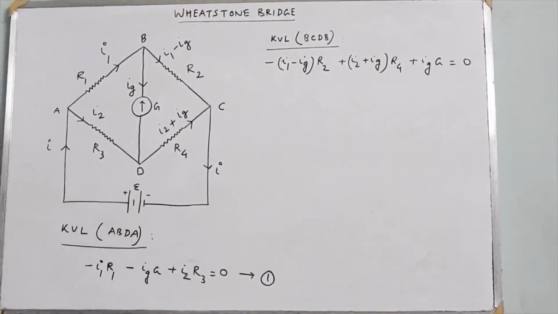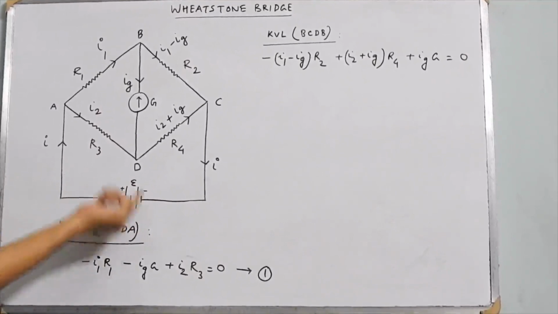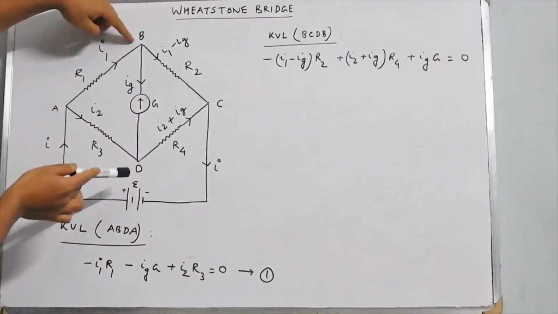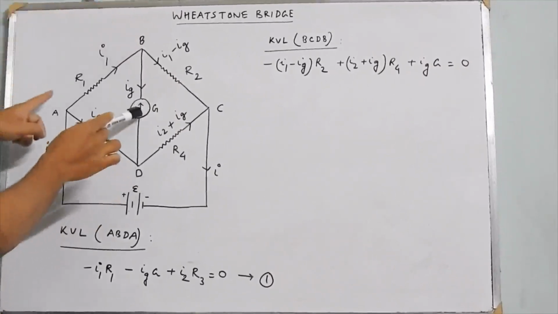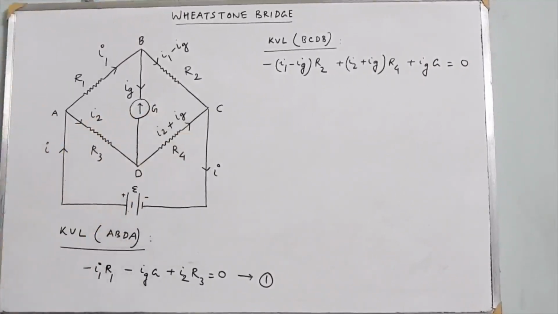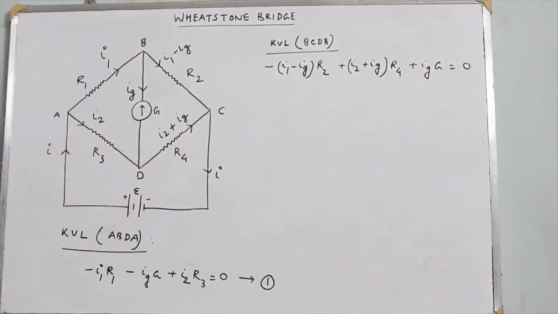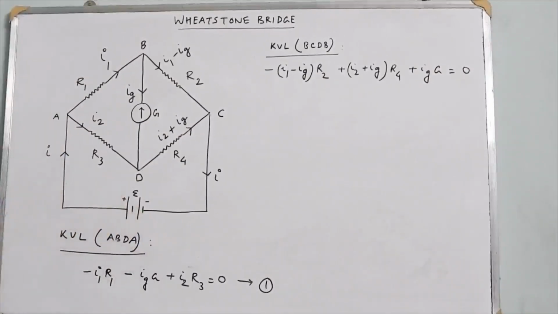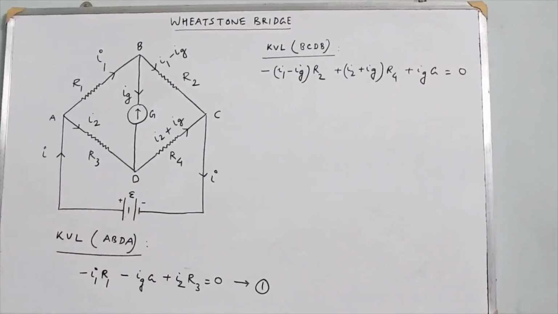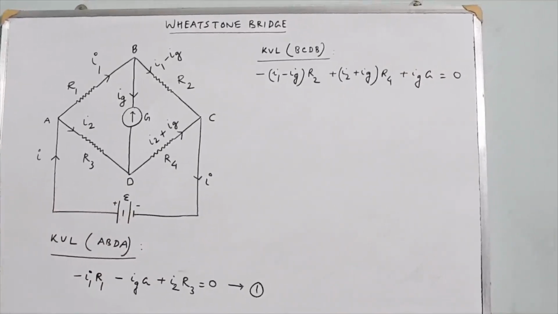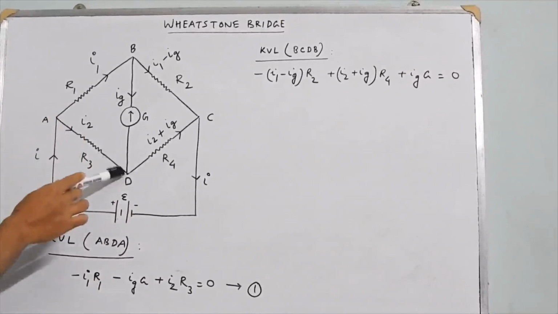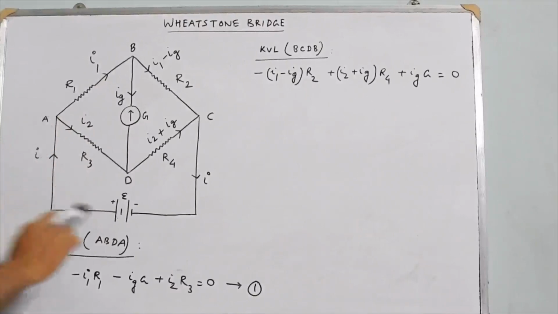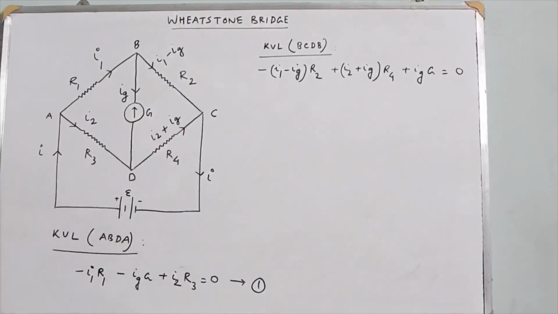Now the circuit is interchangeable in terms of the battery and the galvanometer. You can always have the battery between the points B and D and the galvanometer between the points A and C, which means that the location of the galvanometer and the location of the battery is interchangeable. For the time being, I am assuming that the galvanometer is connected between the points B and D and the battery is connected between the points A and C.